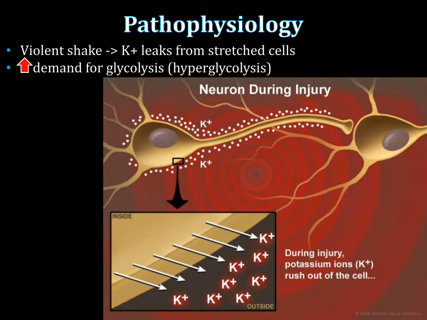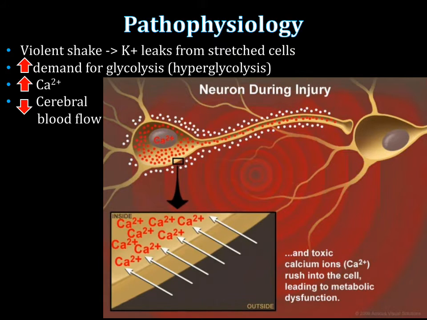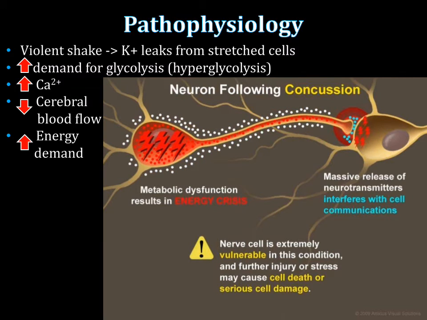When a concussion occurs, potassium begins to leak from the stretched cells. This in turn increases demand for glycolysis, otherwise known as hyperglycolysis. As potassium is leaking out, toxic calcium rushes into the cell, causing an imbalance and metabolic dysfunction within the cells. With this imbalance comes an increased demand for energy.